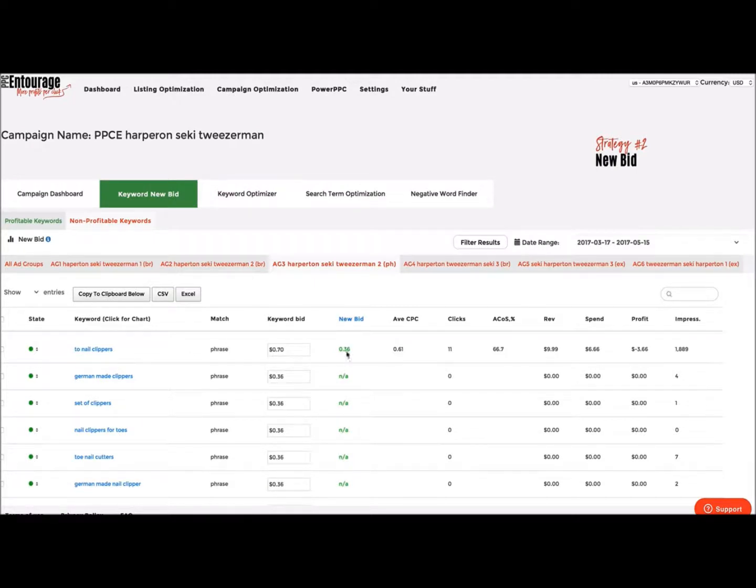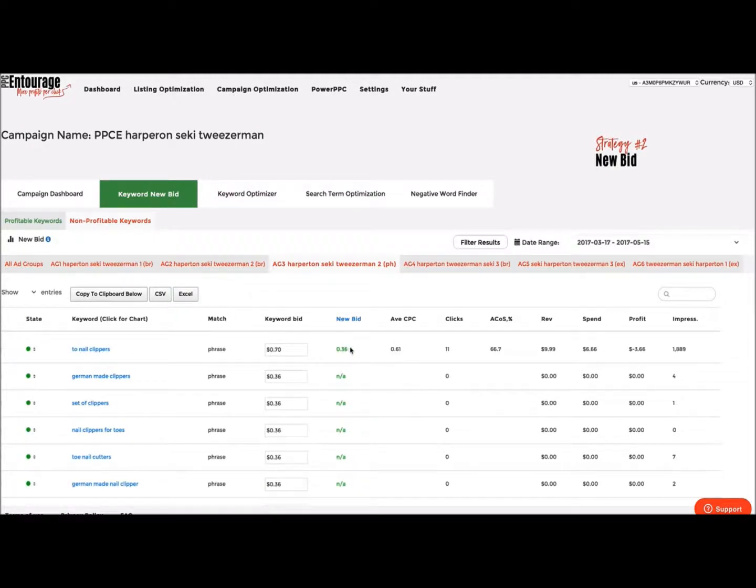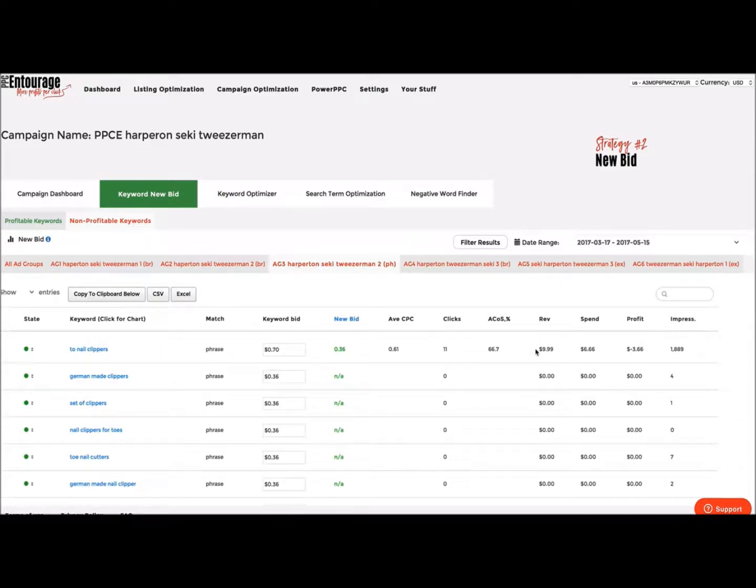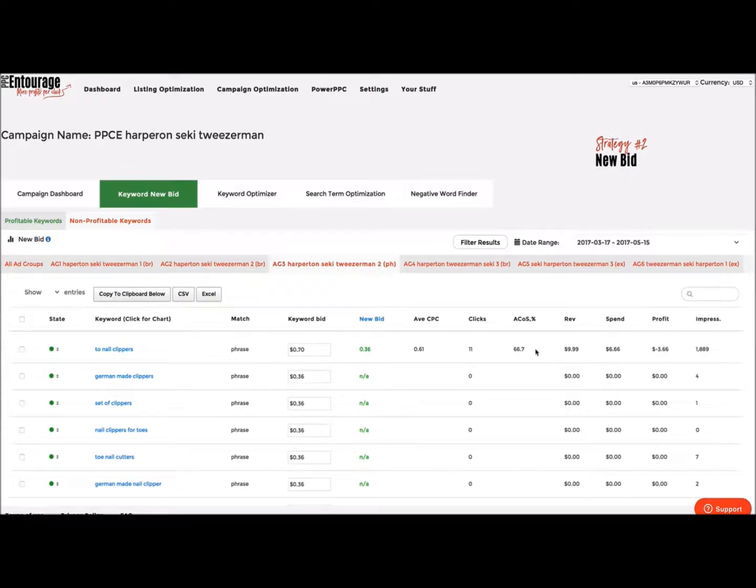Now, our software is suggesting a lower bid price, and I'll show you why. The average cost per click here is 61 cents, and we've achieved 11 clicks at that 61 cents. However, we're not profitable for this keyword. The ACOS for this keyword is 66.7%. So we want to try to align this ACOS with the ACOS profit zone and get it down to 40%. And the only way to do that is to use a new bid price.